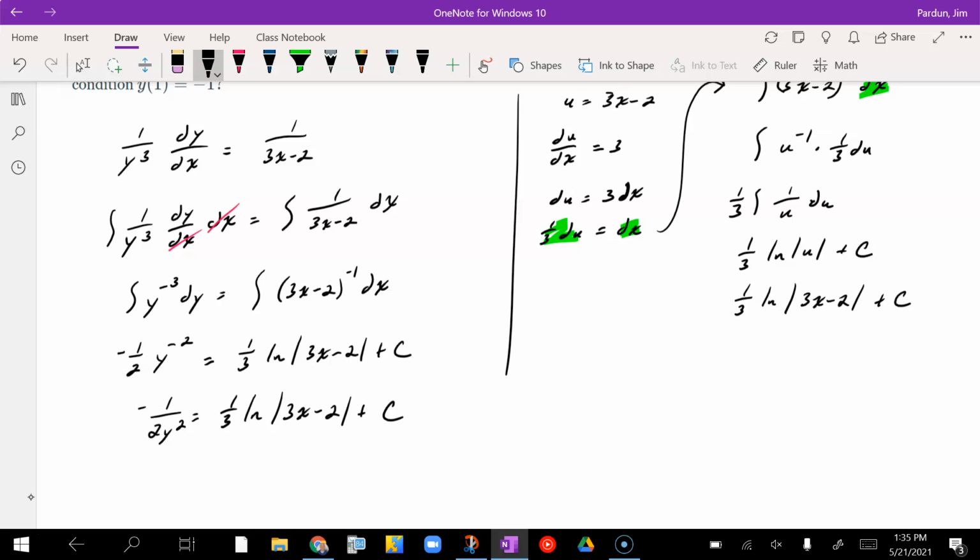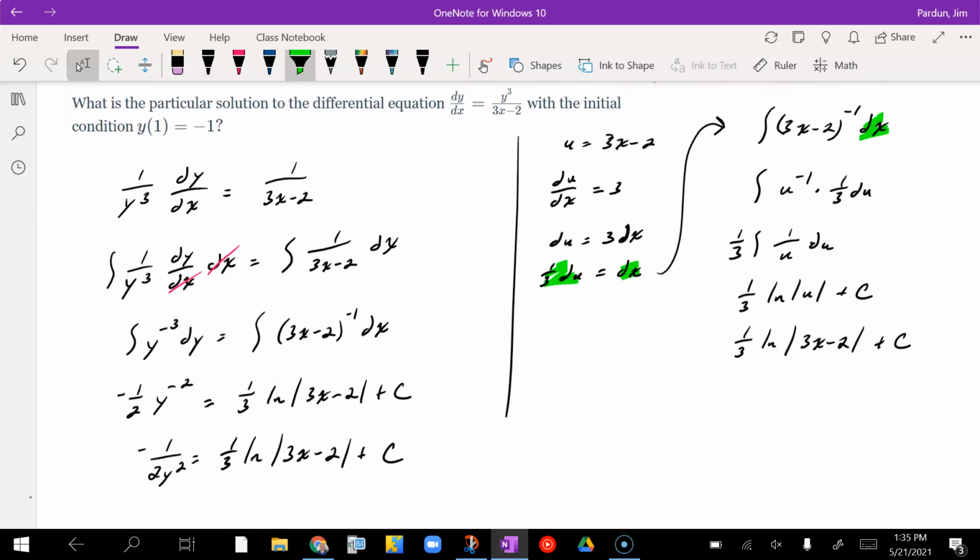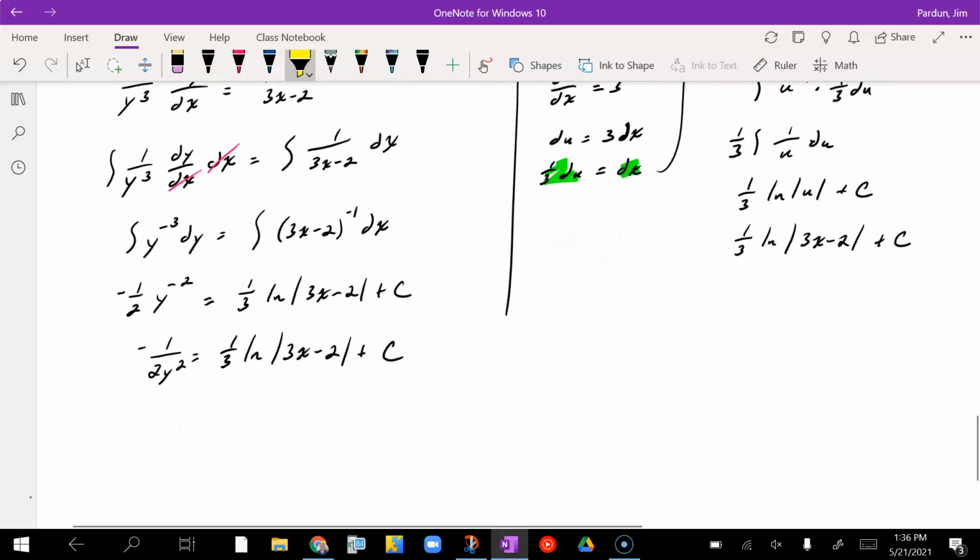I tried to solve this for y right away, but it gets to be a mess. So I think the better move is to use the initial condition. They gave us an initial condition that y of 1 is equal to negative 1. Meaning, if I replace x with 1, the output, the y, is going to be negative 1. And so I'm going to use that now to figure out c.